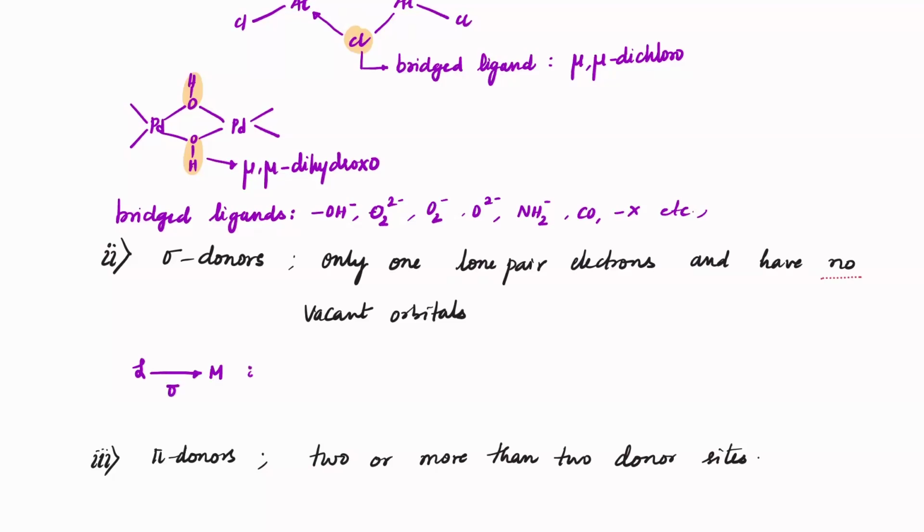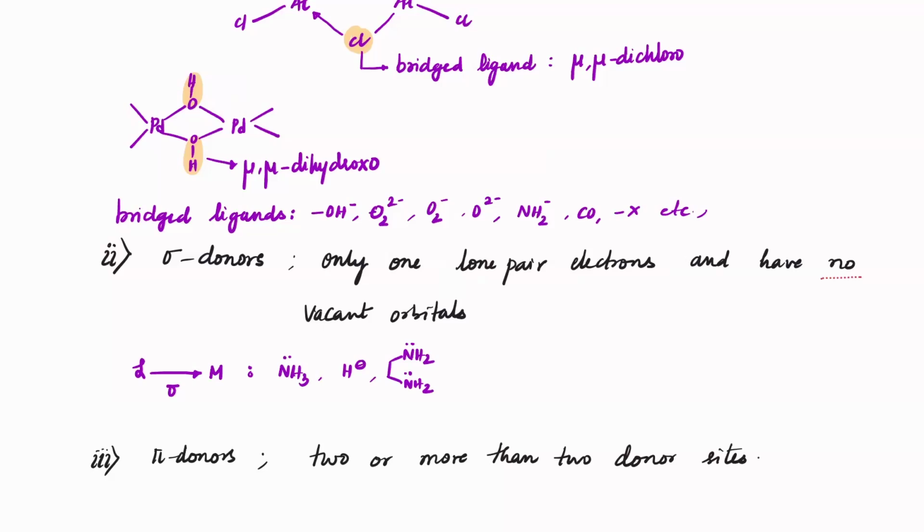Examples, if you notice, ammonia, correct? Only one lone pair present and no empty orbitals on nitrogen. H minus, or any ammonia derivatives also, like ethylene diamine type. So these are all sigma donors, correct? Only one lone pair and no empty orbitals present on them.